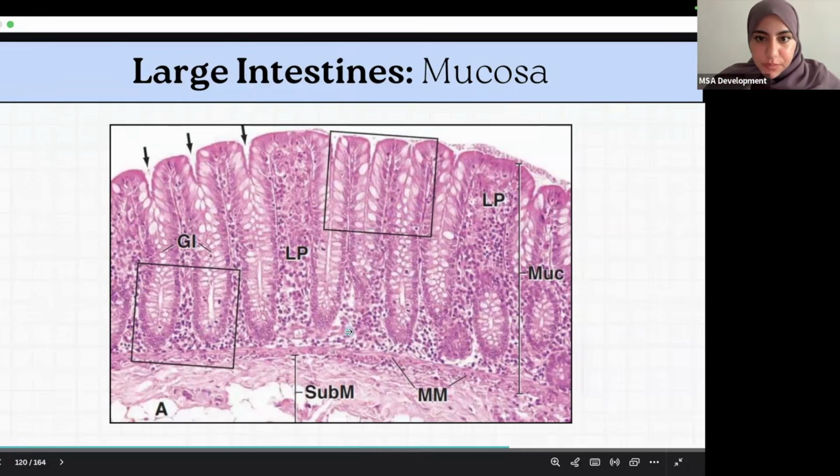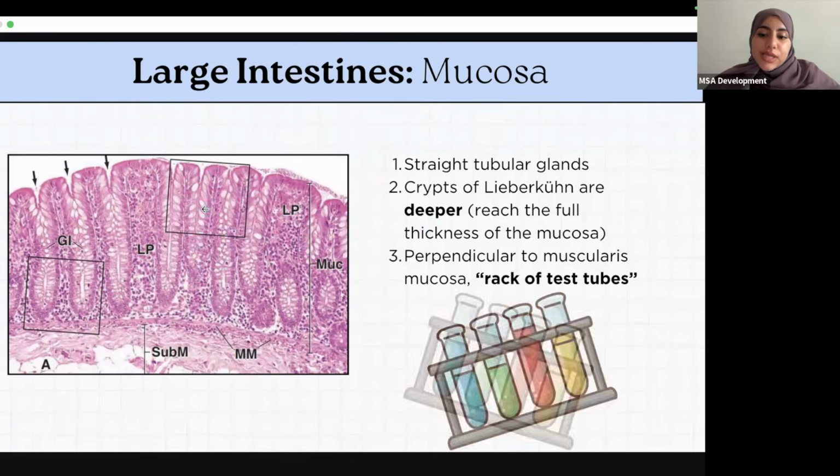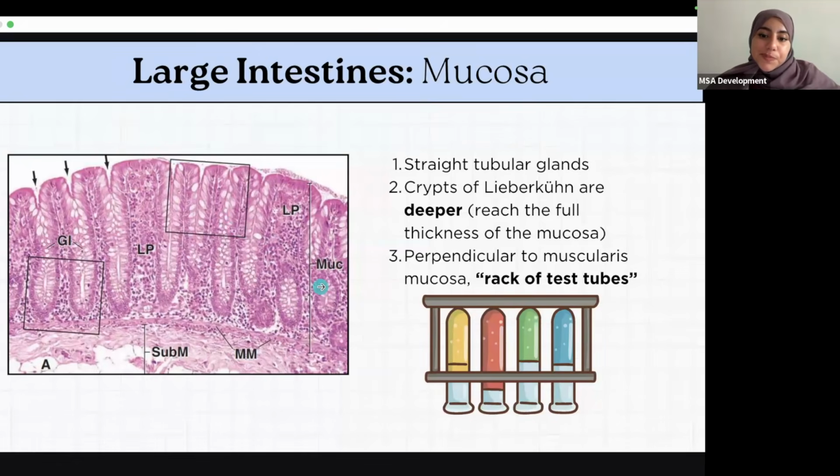Now, as you can see over here, it's usually straight tubular glands. These are glands, so they secrete mucus, as I said before. And once again, there are crypts of Lieberkühn, and people say it looks like a rack of test tubes because these crypts reach all the way down to the muscularis mucosa. While before the crypts weren't reaching that far, here they are perpendicular to the muscularis mucosa.